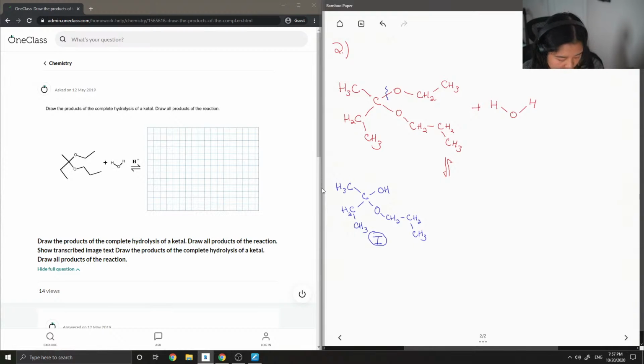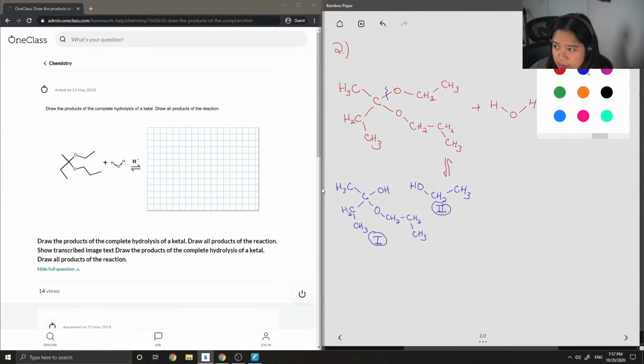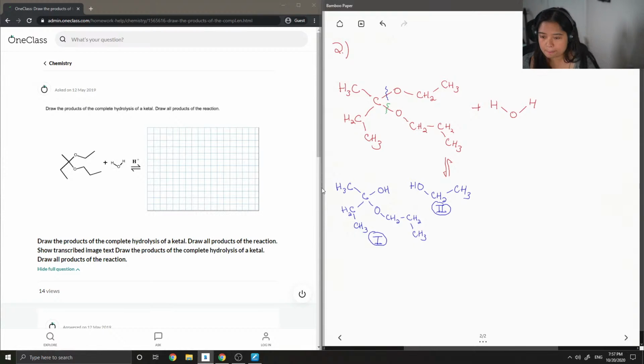And then this ether stays the same. And then on the other side, we're going to have a new alcohol right here. So I'll call these products 1 and 2. And then let me also draw out what would happen if this bond were to break instead of the blue one. You would get the following products.